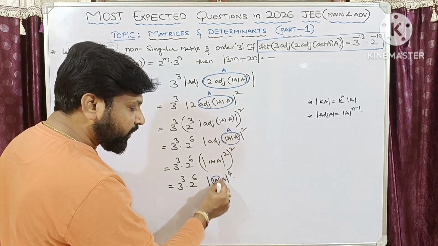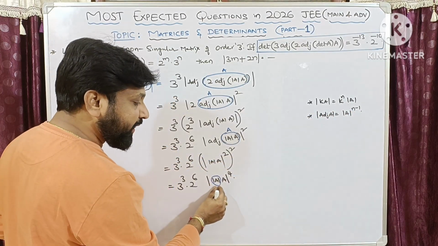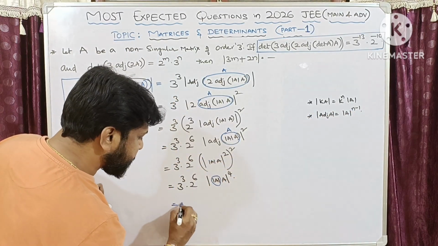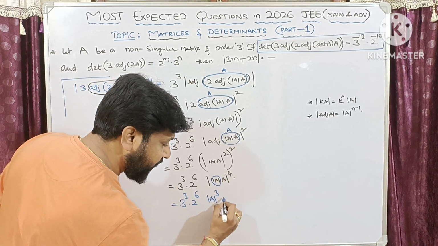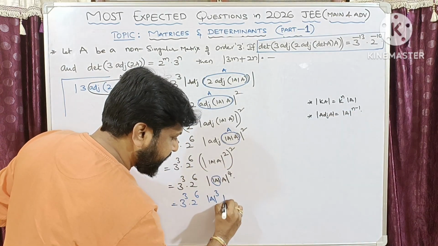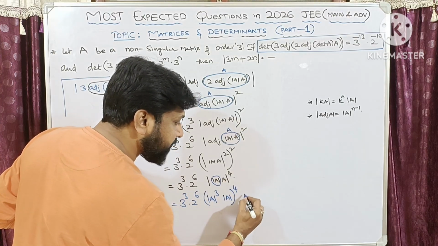Whenever you treat it as a constant, in the K into A format, this is nothing but K power n into det A. So this can be written as 3 power 3, 2 power 6, K power n, where n is 3, into det A, whole to the power of 4. This step is most important.